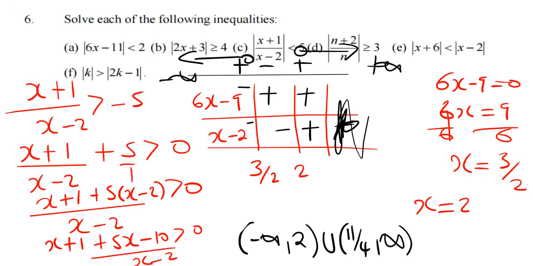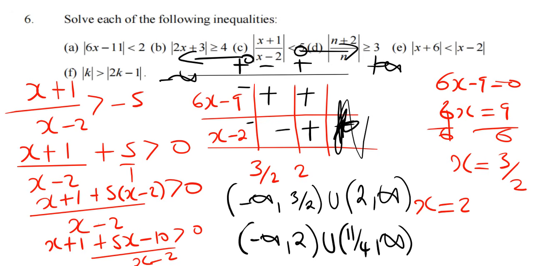So for this other one, it is from negative infinity to 3 over 2. This is also not included. Union, you come to the other side, that is a 2, which is not included, and all the way to positive infinity. So basically this is what we have. So these are the things that we have. Now we're supposed to find the intersection between these two.